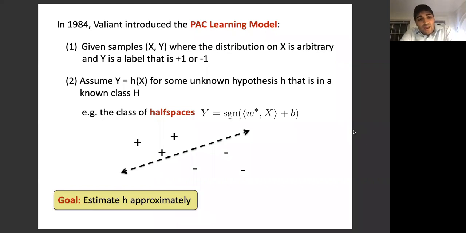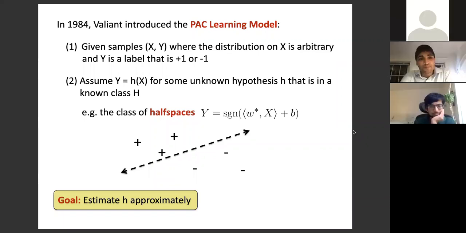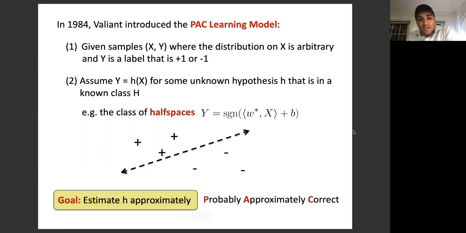And the goal is not to learn h exactly, because that is impossible in some situations. Instead, what you want to do is estimate h approximately, in the sense that you output some other hypothesis h prime from the class, which has the property that h and h prime are very close to each other, so that on a typical new point sampled from your distribution, they'll have the same label and they'll agree. Actually, what PAC learning stands for is probably approximately correct. You want an efficient algorithm, both from a computational complexity standpoint and also from a statistical standpoint about how many samples you need. And then the goal is to find an h prime that works.